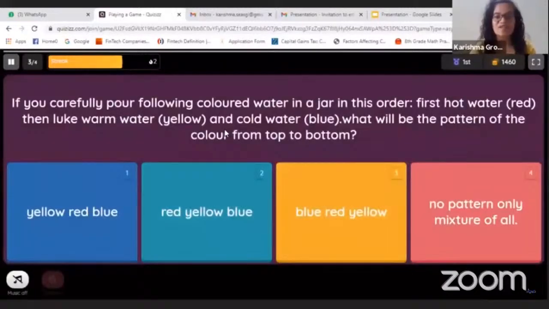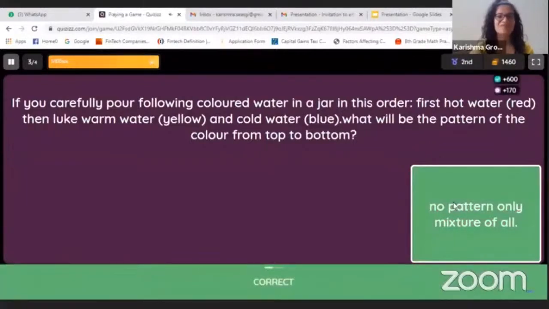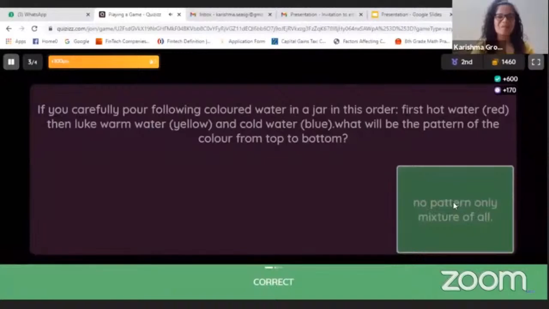If we carefully pour the following colored waters in a jar in the order: first hot water, red, then lukewarm, yellow. So hot is at the bottom, lukewarm in the middle, that is yellow, and cold water is up, blue. What will be the pattern of the color from top to bottom? Cold water should be up, because it's heavier, it's going to sink down, and the warm water is going to rise up. Will we have any pattern? No pattern, only a mixture of all the colors. Yes. Okay, let's check. Good job, that's right.